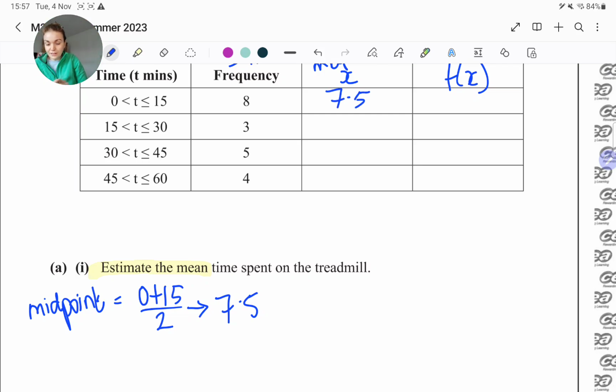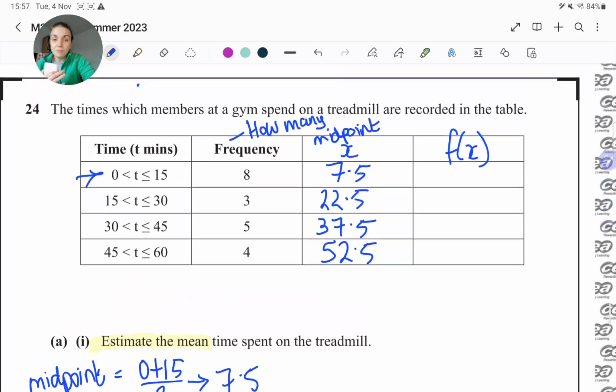Let's do the next one. 30 plus 15 equals, divide by 2 equals, press your SD, 22.5. Let's do the next one. 30 plus 45 equals, divide by 2 equals, SD, 37.5. Then 45 plus 60 equals 105, divide by 2 equals SD, 52.5. So you get the idea of those. You're adding these numbers together and dividing them by 2 to find the midpoint, so our X value.